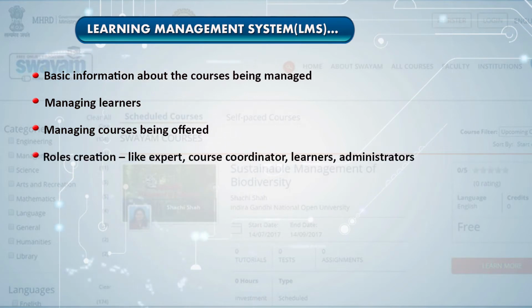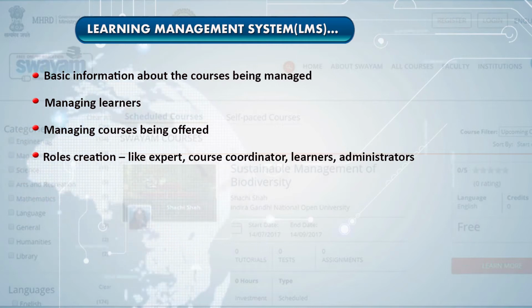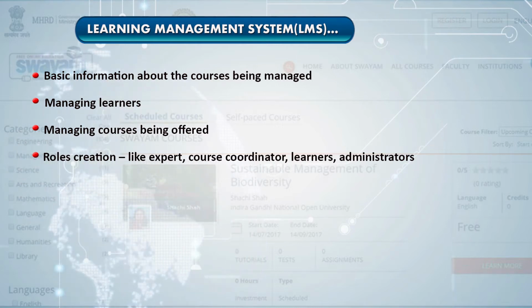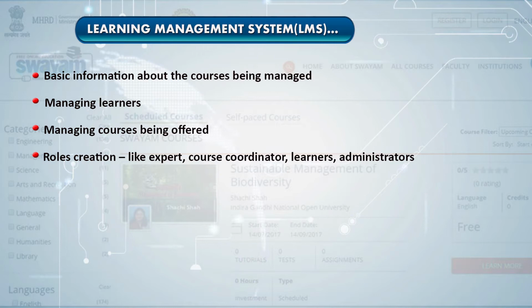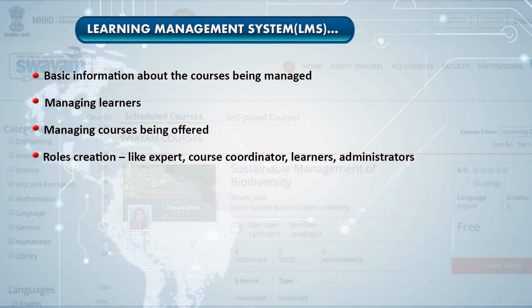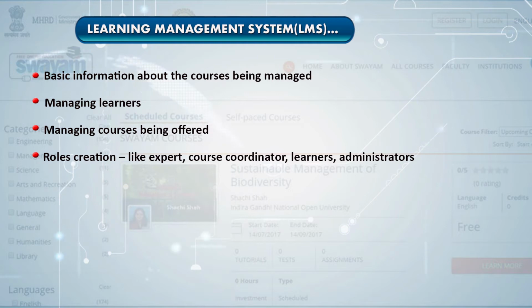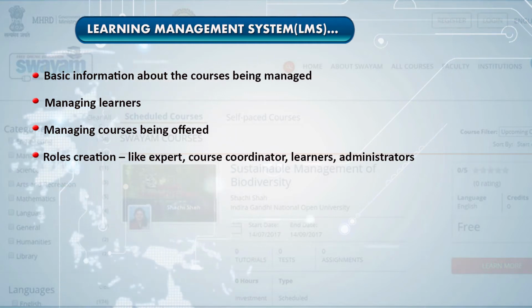Then it also allows creation of roles like experts. An expert might be delivering some sessions, some lectures, right? Within that learning management system, maybe teleconferencing facilities may be provided along with it. Okay. Then the course coordinator, like I'm one of the course coordinators, so I'll be having certain responsibilities, right?